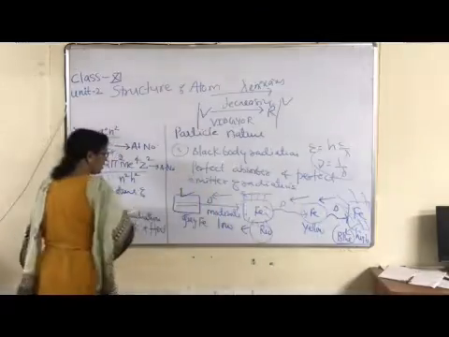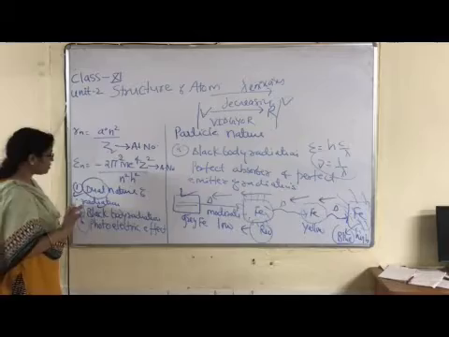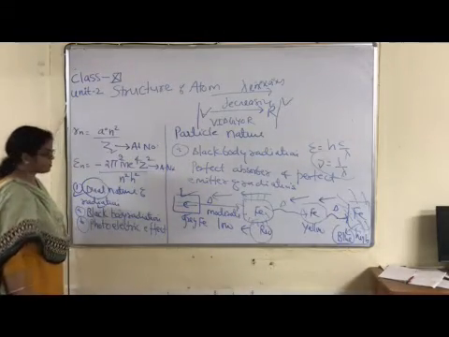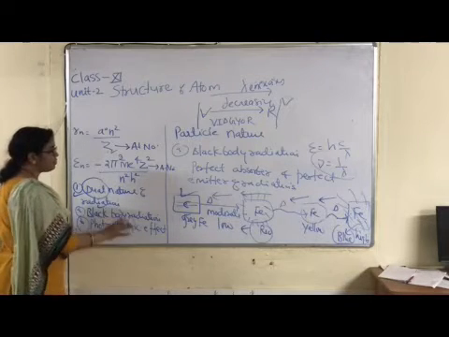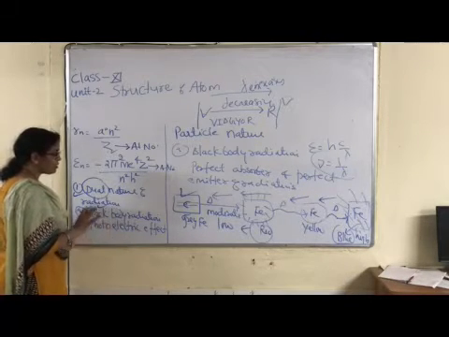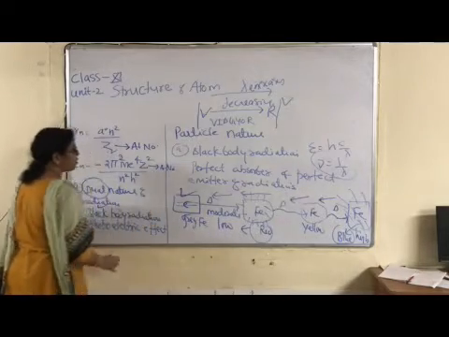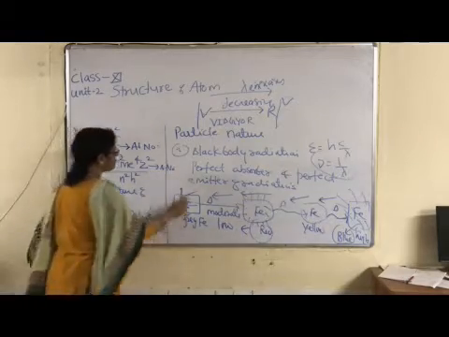Right children? So the explanation of this black body radiation is based on particle nature only. When the electron is localized, or the electron shows particle character, then the black body radiation experiment is possible, otherwise no. Okay, so this is the first experimental proof. Second is the photoelectric effect.